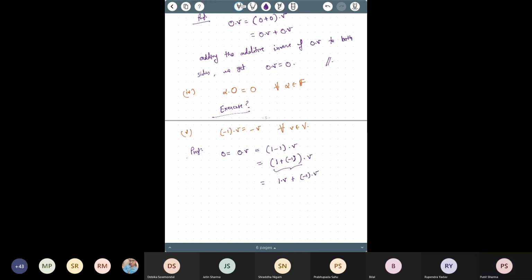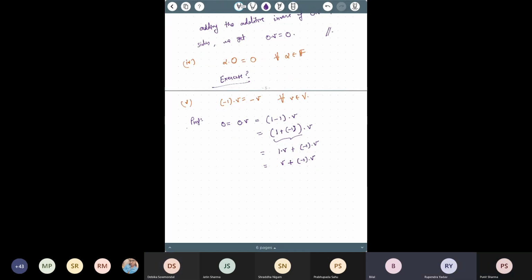Then what? We will apply the additive inverse now, adding the additive inverse of v on both sides. So this implies that -1 dot v, this quantity, is an additive inverse of v. But we know that v has a unique additive inverse, and therefore this -1 dot v is actually the additive inverse. But the additive inverse we are denoting by minus v, so this should be equal to minus v. Okay.